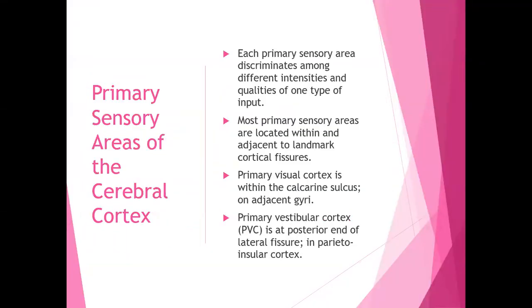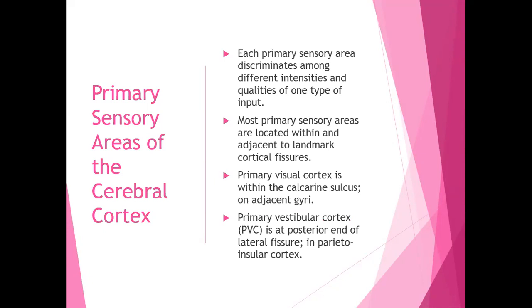So the primary sensory area, we have primary sensory areas for all of our different senses. So we have ones for touch, ones for vision, ones for sound, or auditory cortices. So each primary sensory area is going to discriminate among different intensities and qualities of one type of input. So the example is the primary auditory area says like, oh, there's a sound. What is it? How loud is it? Where is it?